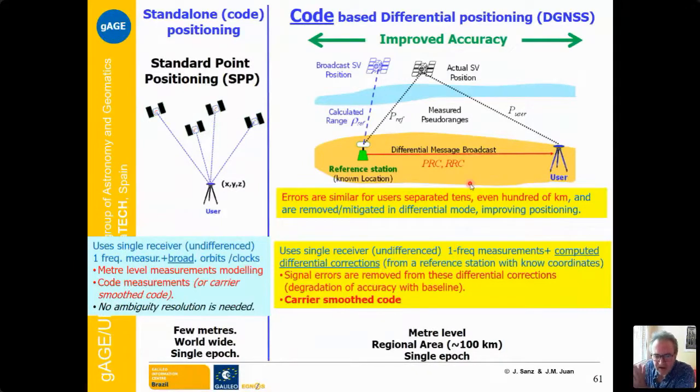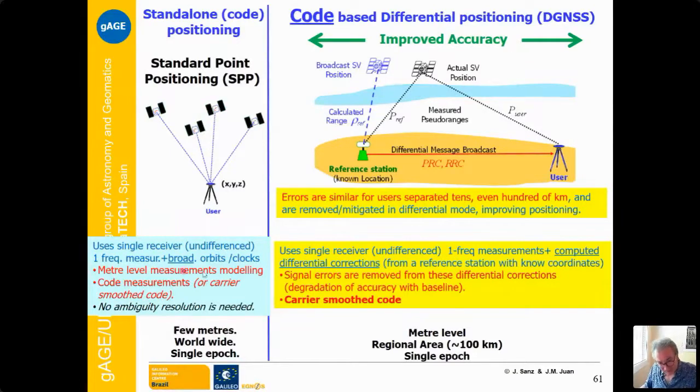Main ideas are these. In the standalone, we use single frequency receivers, single frequency measurements plus broadcast orbits and clocks. We use only the information sent by the satellite, the signal and the navigation message.